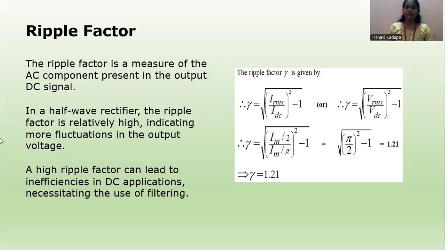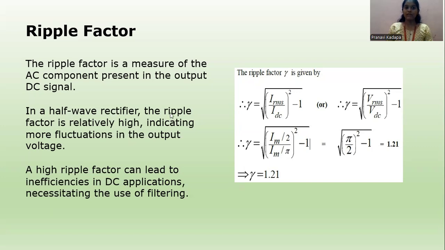The ripple factor is a measure of the AC component present in the output DC signal. As we see in the output signal, it still has the ripples, that is the curves. To remove the curves, we use filter techniques, which we'll see in the class.